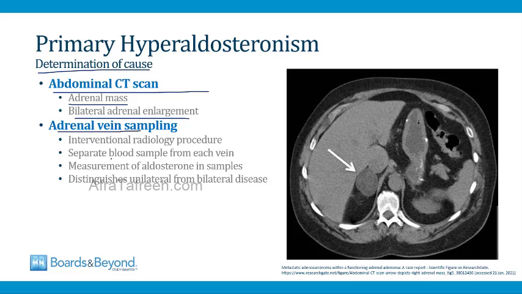This is where a separate blood sample is obtained from each adrenal vein, one from the left and one from the right, and you measure the level of aldosterone in the samples. This is useful for distinguishing unilateral from bilateral disease. If the aldosterone level is very high in one sample but very low in the other, then the patient has unilateral disease. If it's high in both samples, then the patient has bilateral disease.